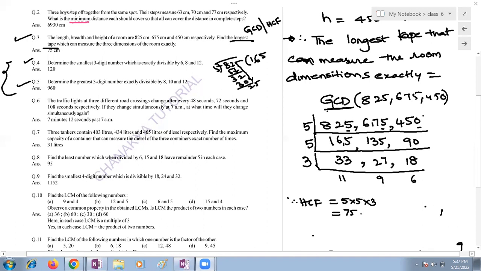Ma'am, I have a doubt. My doubt is that 9 and 6 are composite numbers. So when we are doing prime factorization, we are supposed to take all the numbers to prime numbers. 9 and 6 are composite numbers, so further we have to divide, because they both are divisible by 3, ma'am. So we can divide.